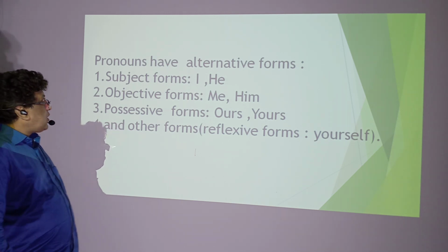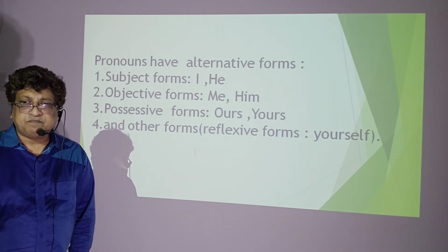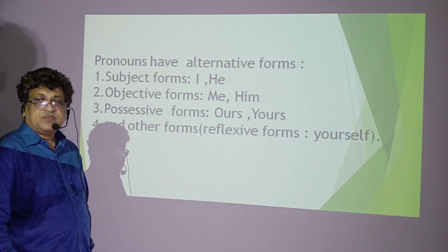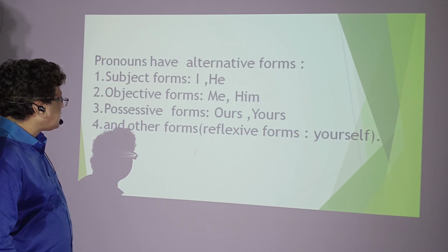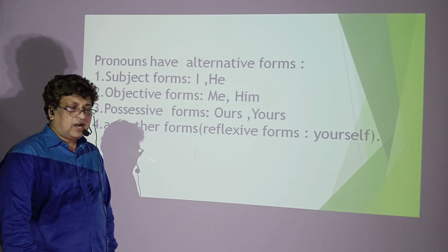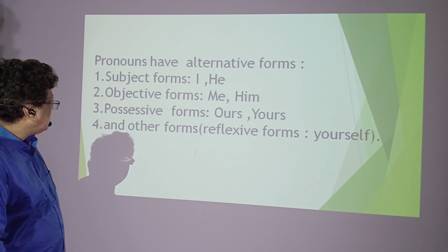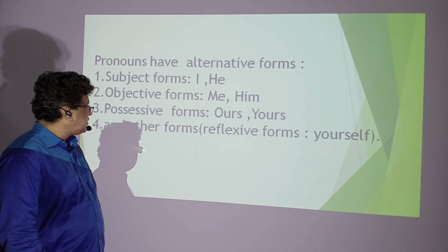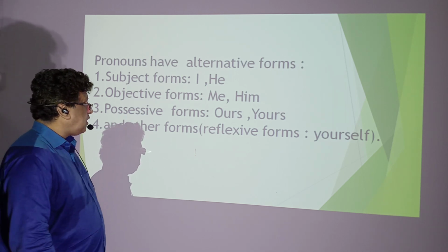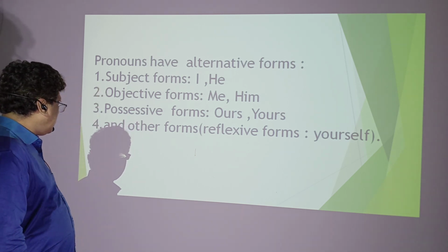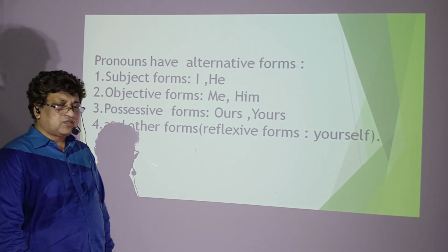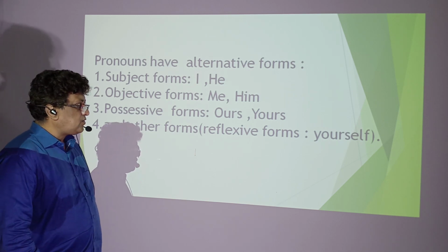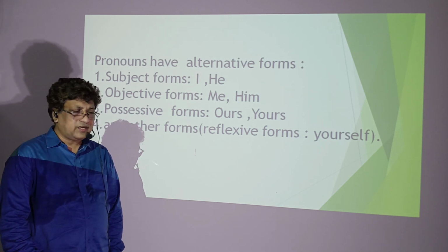Pronouns have alternative forms. Some pronouns have subject forms such as I, he. Pronouns have objective or object forms, me, him. Third, possessive forms, ours, yours, etc. And other forms such as reflexive and intensifying forms, yourself, ourselves, etc.